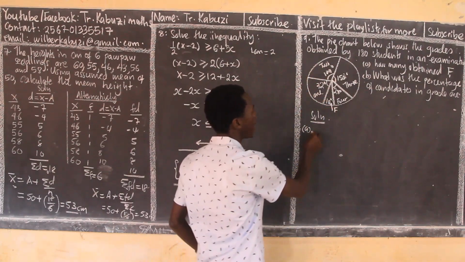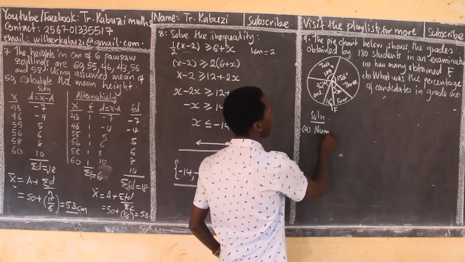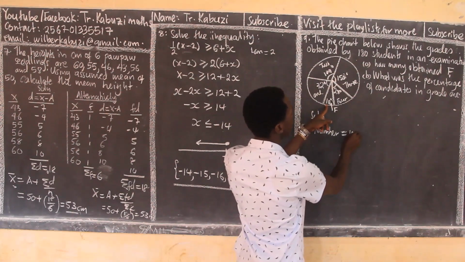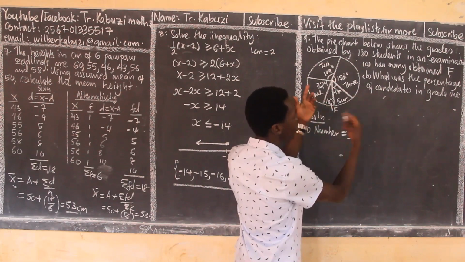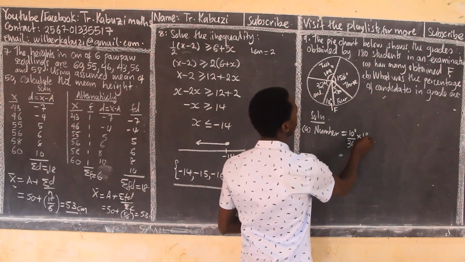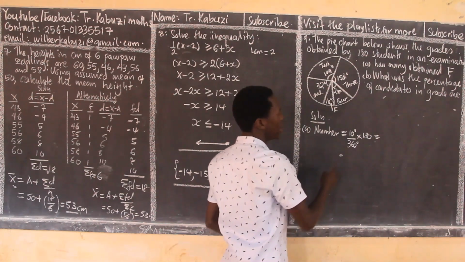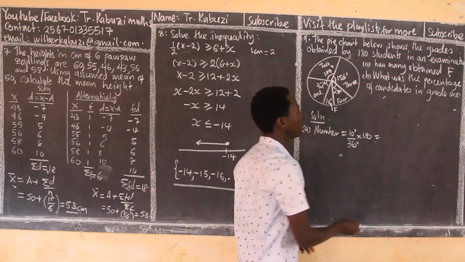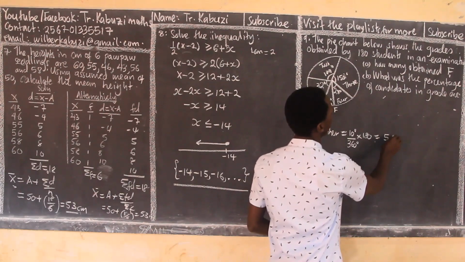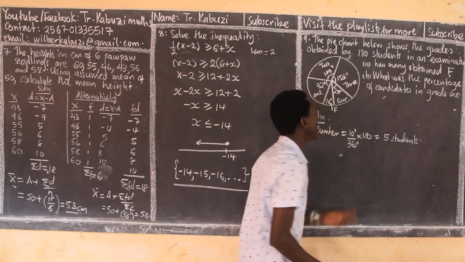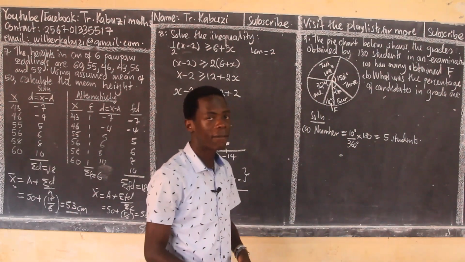So to know the number, I take the F degrees over the total number of degrees, which is 360 degrees, then times the total number of students. And then you see that this one goes here. We will be having 5 students. So the students who obtained F were just 5.